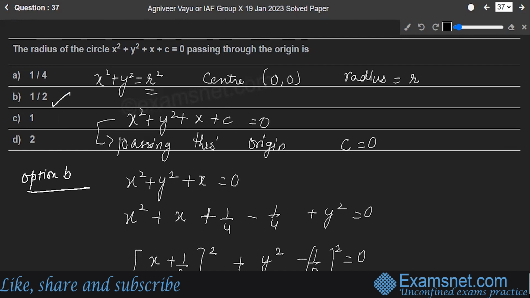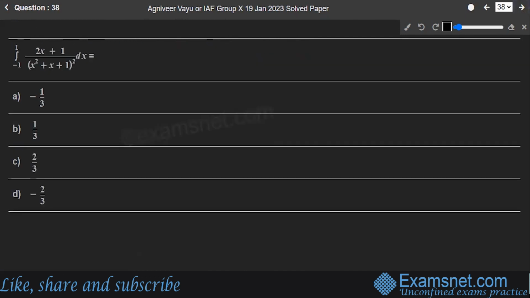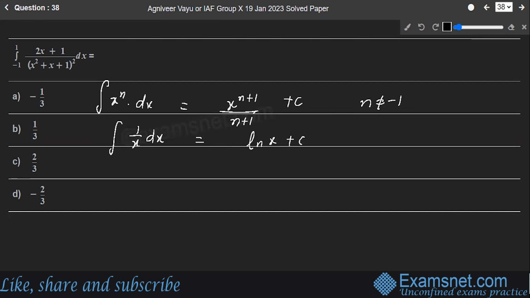Hope you understood this. Next is question number 38. So you have to find out the integral of this given particular function, from -1 to 1. Before starting with the question, let's discuss some particular integral properties. So you know the integral of x raised to power n dx will be equal to x raised to power n plus 1 divided by n plus 1 plus c, provided n is not equal to 0. Also, the integral of 1 upon x dx is equal to natural log of x plus c. Also, the integral of e raised to power x dx is equal to e raised to power x plus c.